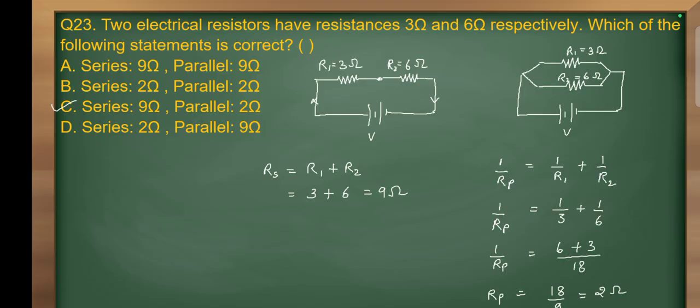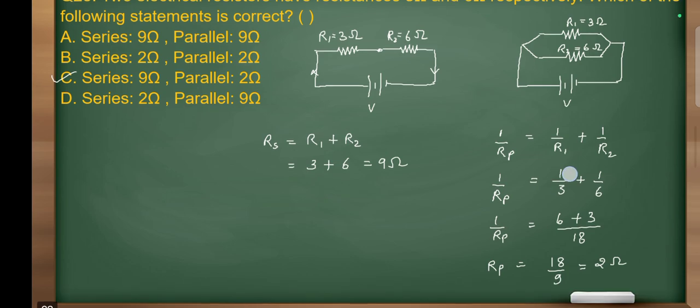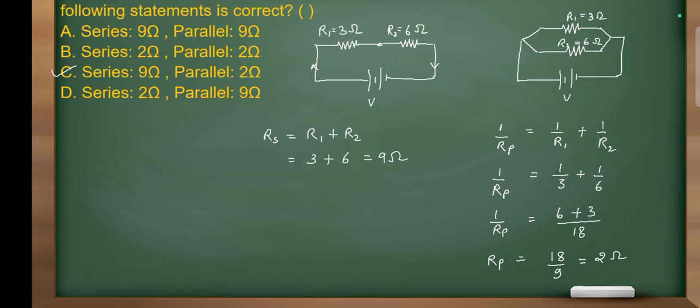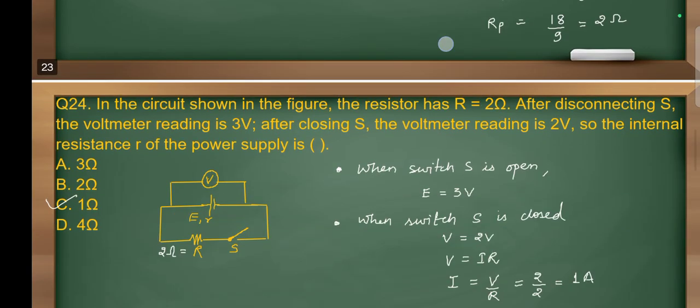And in parallel, the equivalent resistance is given by 1 by Rp is equal to 1 by R1 plus 1 by R2. Then we will put the values of R1 and R2, and we will get 1 by Rp is equal to 6 plus 3 divided by 18, and Rp will be equal to 18 by 9, that is 2 ohm. So in series we are getting 9 ohm and in parallel we are getting 2 ohm. So option C is correct.